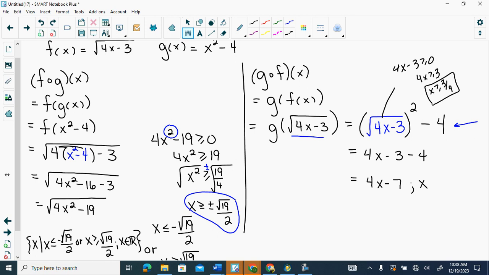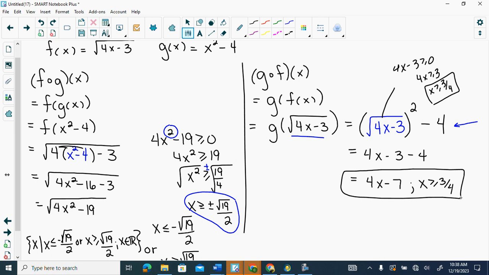Why? Because you have a restricted domain, because you have a radical. Yes. So if you just give me this, and you box 4x minus 7, you are wrong. You have to say x has to be greater than or equal to 3/4. So what is the graph that comes out of this? It comes out as the line 4x minus 7, but it has to start at greater than or equal to 3/4. So if you ever have a radical embedded, and it squares it, and it gets rid of the radical sign, it still was there. You have to state its restricted domain.